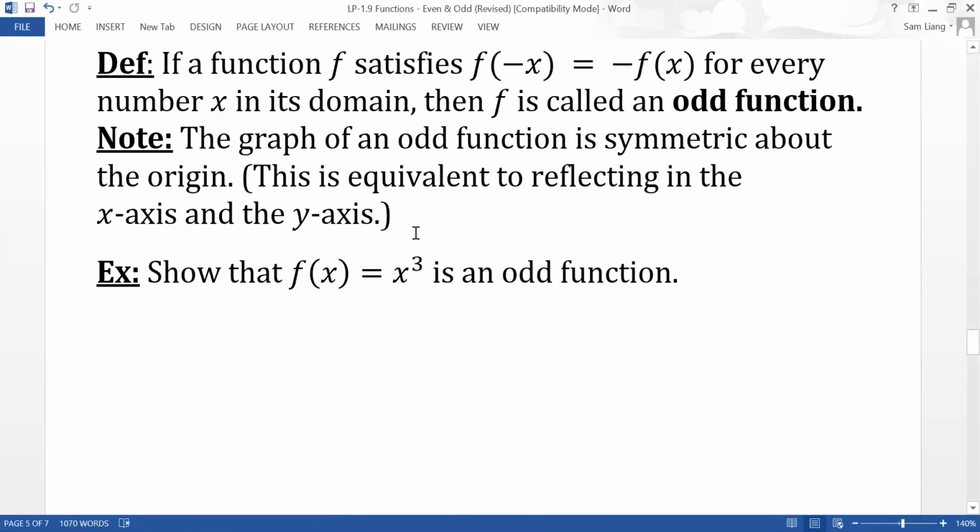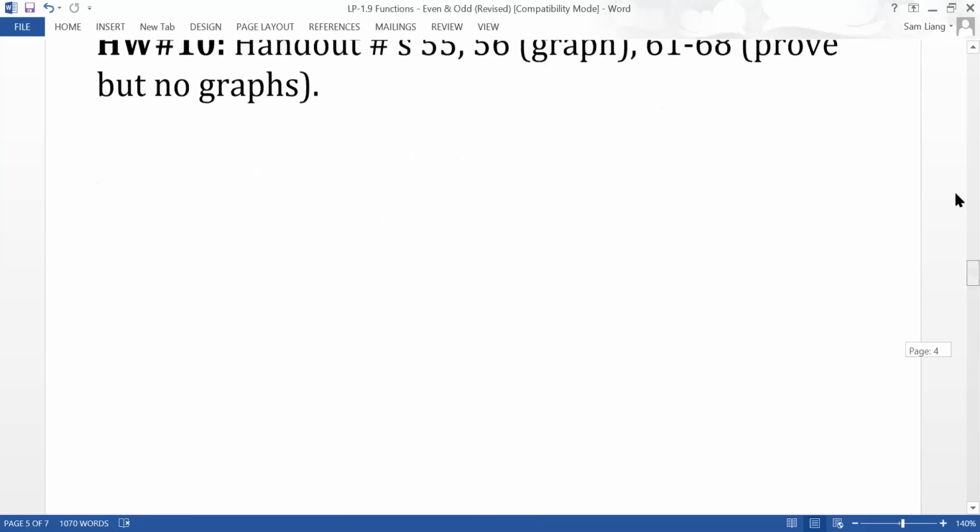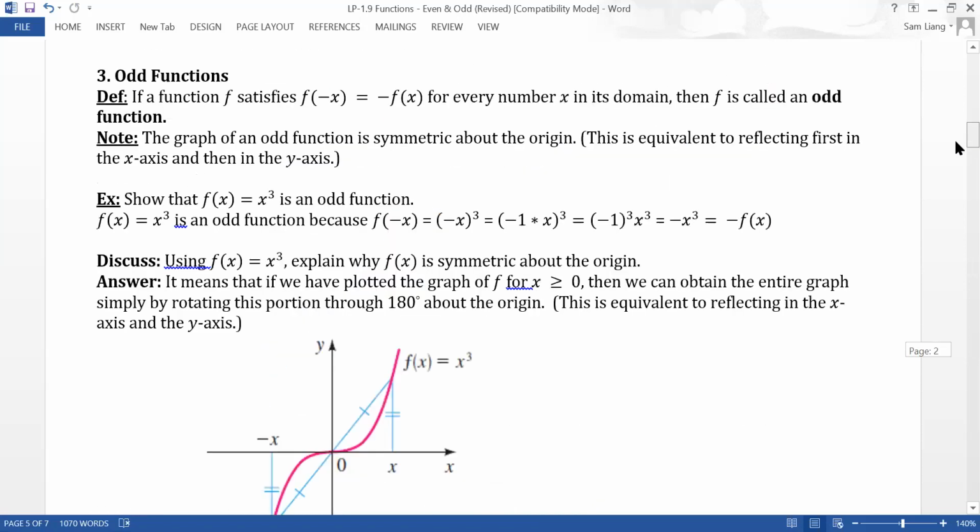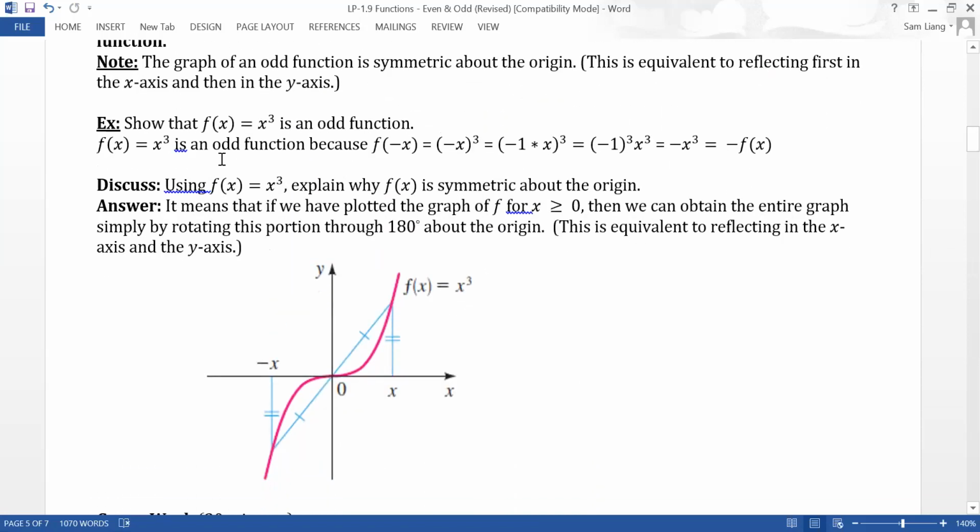If you need to pause the video here to copy it down, please do so right now. Otherwise, I'll move up to the solution of this question. All right, here we are. We're going to show that it's an odd function the same way that we showed x squared was even: just plug in negative x.